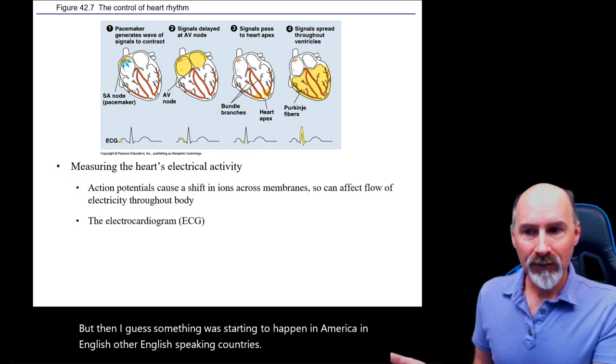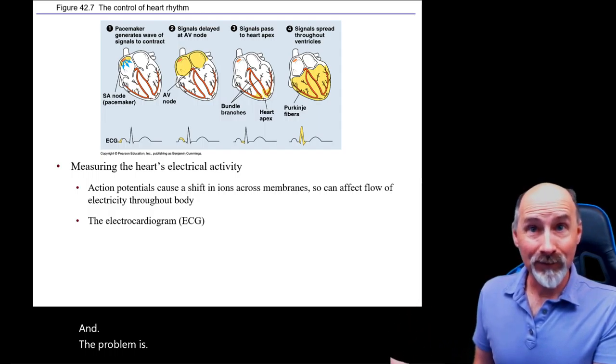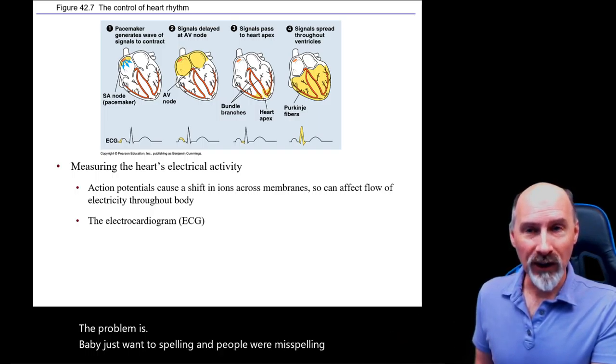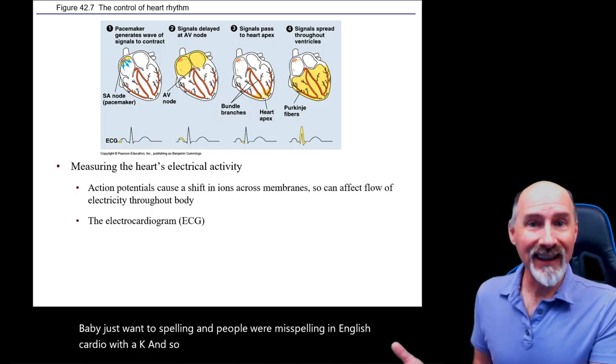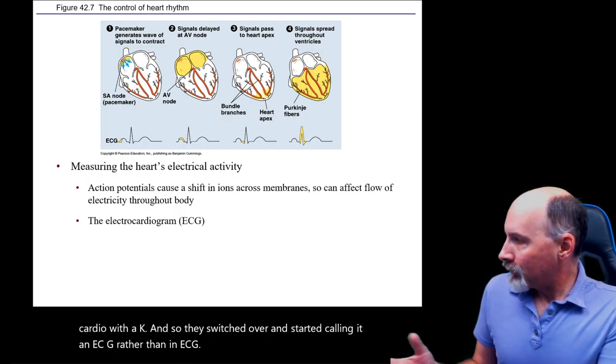And the problem is, people were misspelling cardio in English with a K, and so they switched over and started calling it an ECG rather than an EKG. All right.